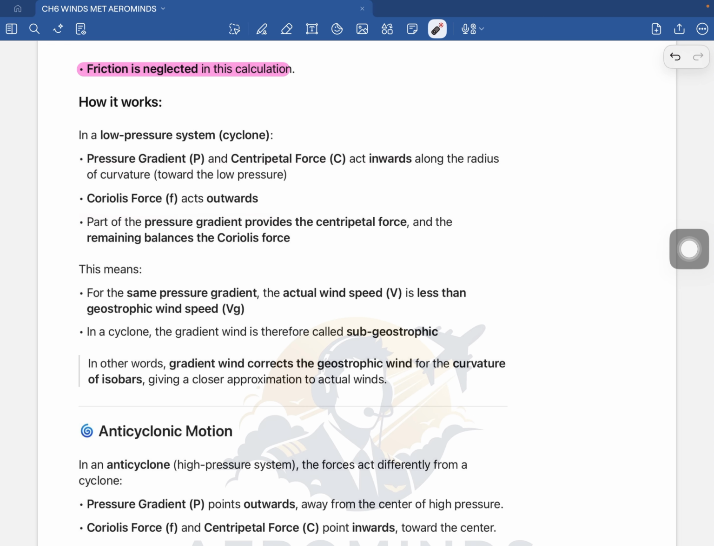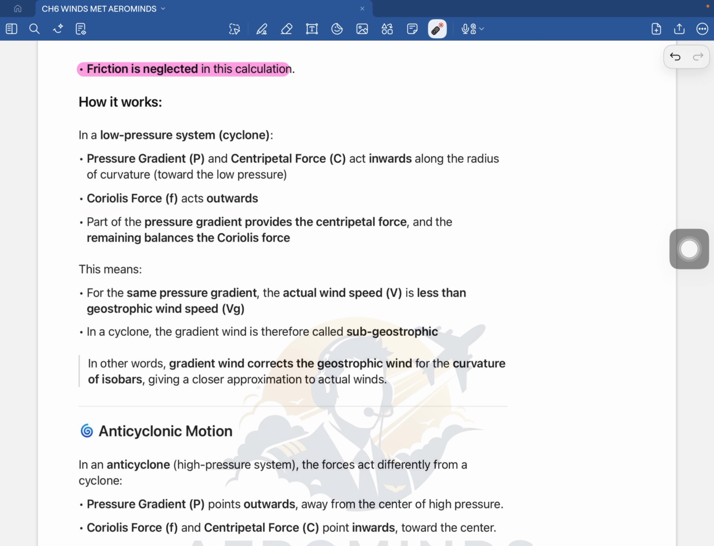Now, if you want to maintain the steady curved flow, a part of the pressure gradient force is used to provide the centripetal force. And the remaining part of the pressure gradient force is balancing the Coriolis force. Because some of the pressure gradient force is being used to produce the centripetal force, less force is available to balance the Coriolis force. That means the wind speed must be lower than the geostrophic wind.